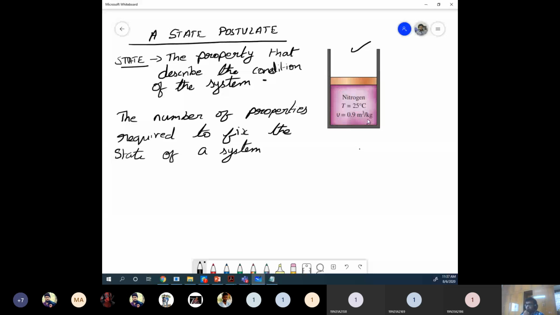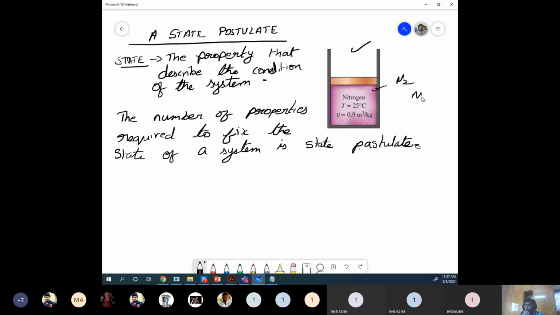The number of properties that you use to describe the state of this particular system is called the state postulate. This is very important and very much stressed, because each and every system will have its own different requirement. If this is a single phase flow, in single phase you have only one N2, right? So with these two properties I can explain the state of the system.